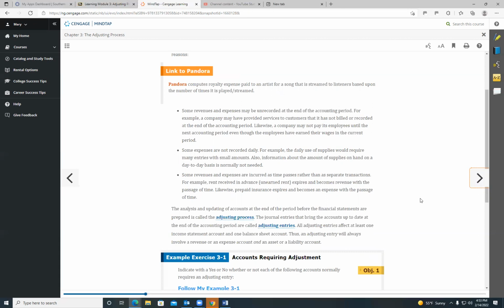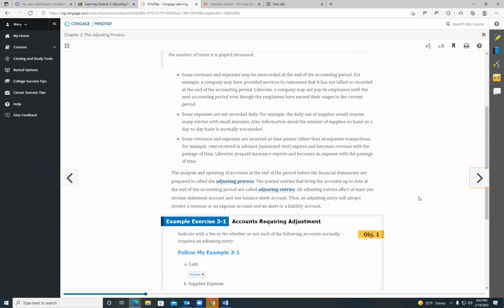Also, you may have incurred some expenses that you've not recorded on the books that you'll need to record because you've incurred them. Here's a really good example. Some revenues and expenses are incurred as time passes rather than as separate transactions. So for example, rent received in advance, which would be unearned revenue, or unearned rent revenue to be very specific. So someone's paid you 3 months worth of rent all at once. You haven't really earned that revenue, therefore you can't record it to revenue.